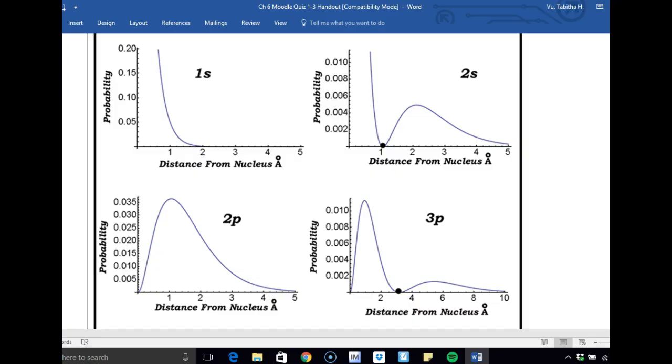Here are the 4 graphs that you should be familiar with for 1s, 2s, 2p, and 3p.